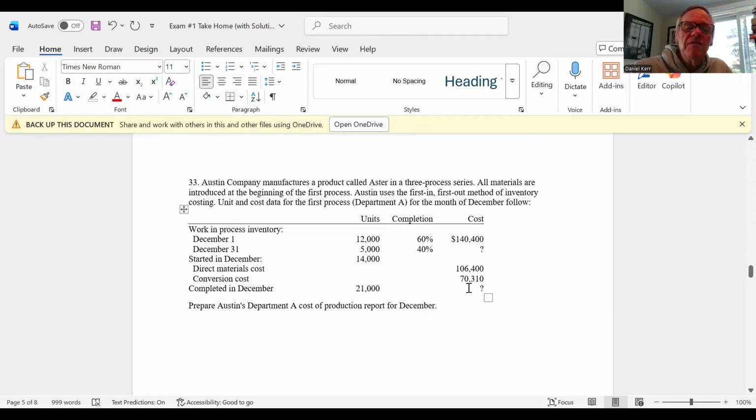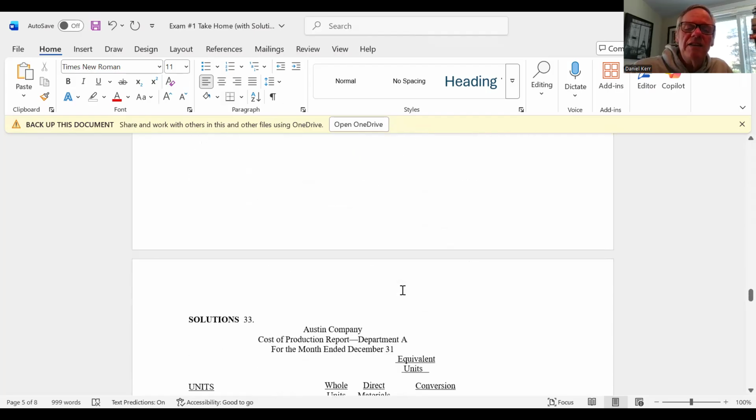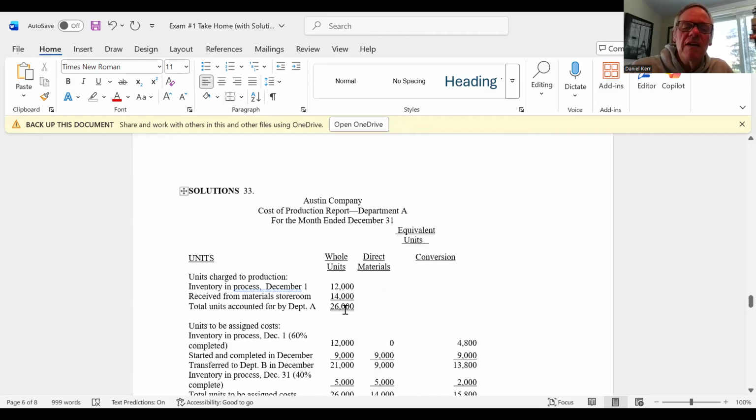So on the basis of this, you have to figure out what the actual production report is. And I gave you a little handout that was helpful in doing this. So first thing, you have to figure out the equivalent units. So you had 26,000 units to account for between the beginning work in process and the received from the materials flow room. So you had 26,000 units.